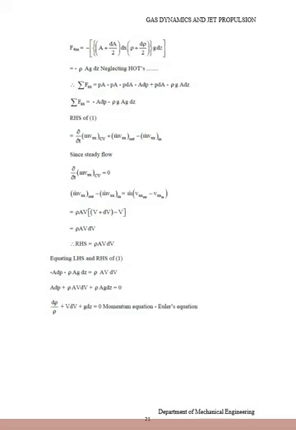Equating the left hand side and right hand side of equation 1: minus A dP minus rho A g dz is equal to rho A V dV. A dP plus rho A V dV plus rho A g dz is equal to 0. Therefore dP plus rho times (V dV plus g dz) is equal to 0. This is the momentum equation, the Euler equation.